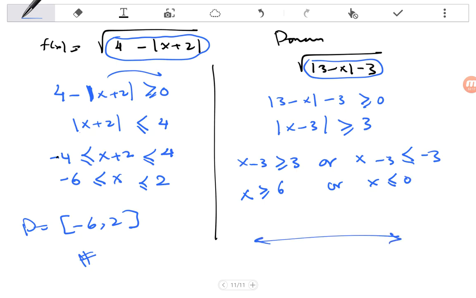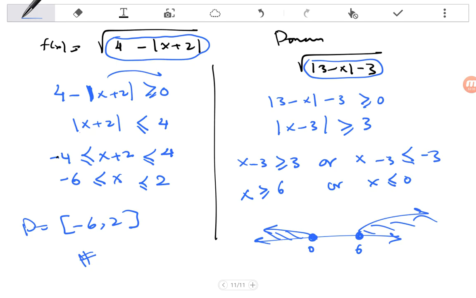How would that be depicted on the number line? It is from 0 to 6, and remember that it is greater than, so I expect the solution to look outward like this. Yes, it is x less than 0 and x greater than 6.